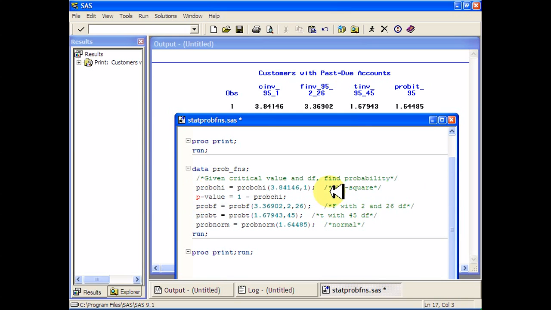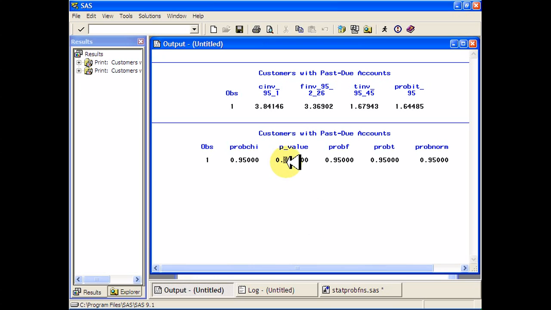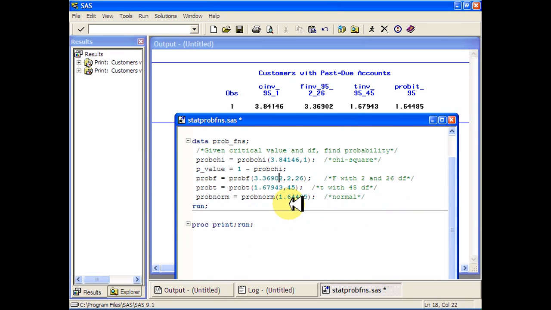Oh, I'm going to have to rename it something else. Watch your names. And then I can print this out. See, my p-value is 0.05 because that was my probability. That's my area to the left of that number. Same thing with the F and T and PROBNORM. You're just going to have to be careful about where you put your degrees of freedom. Numerator comes first for that F distribution, and so on and so forth.